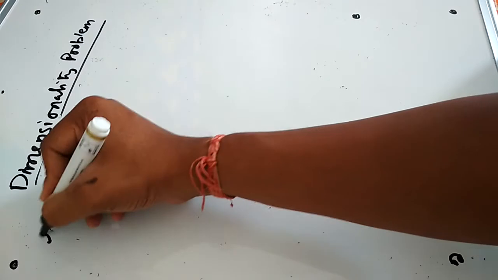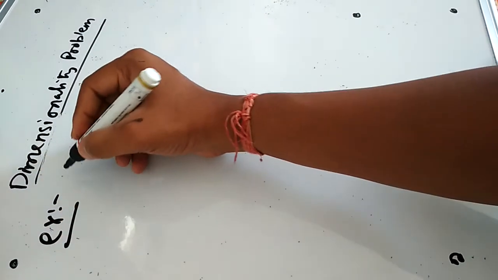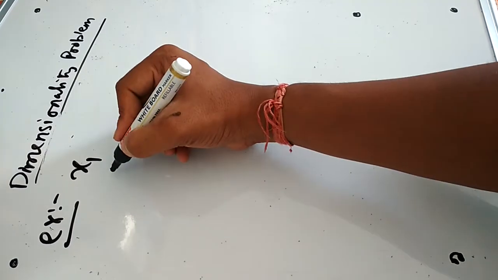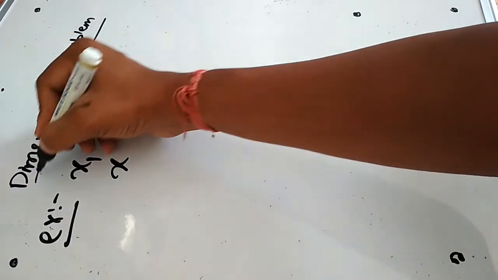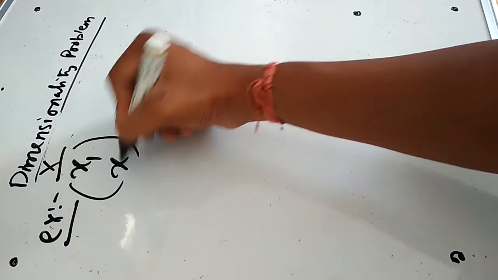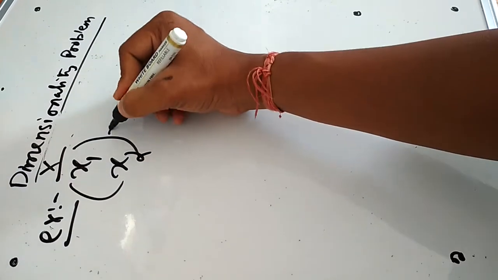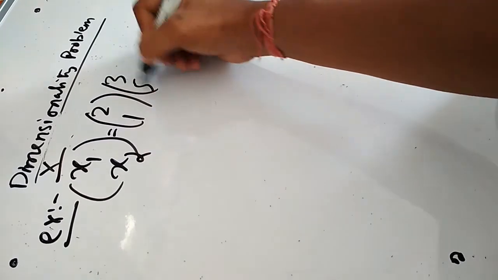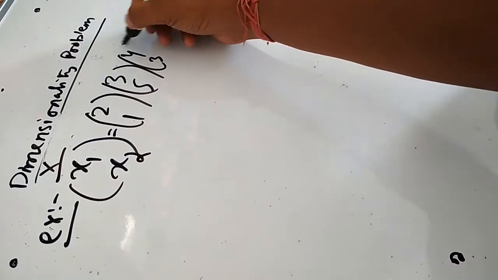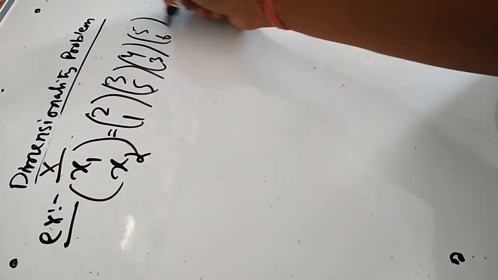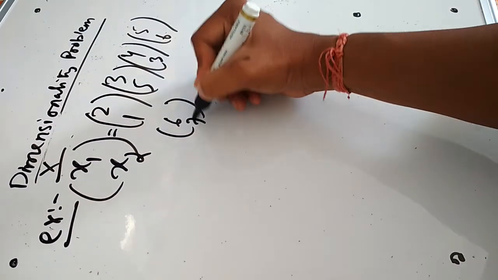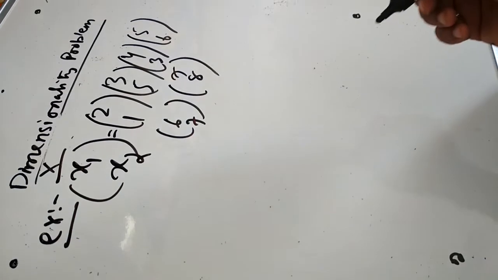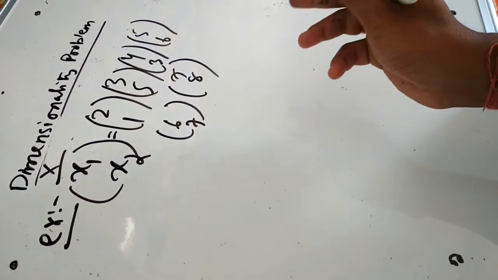For example, this is the example we are going through. An input set is given, that is a vector x. This vector x has two values, two features. We have to convert it to one feature. The values are (2, 1), (3, 5), (4, 3), (5, 6), (6, 7) and (7, 8).